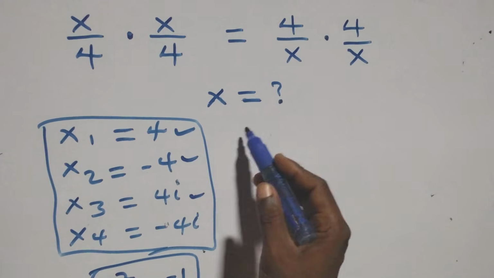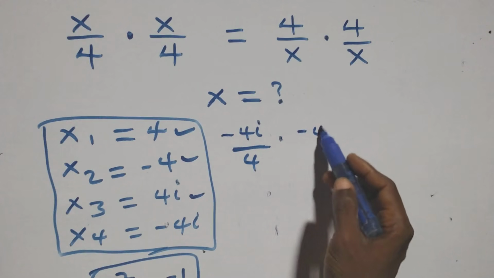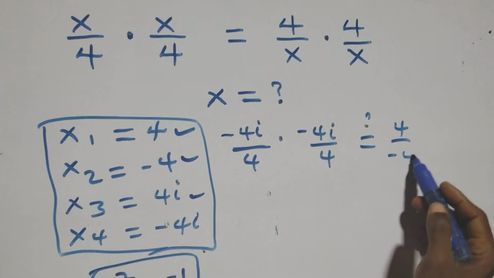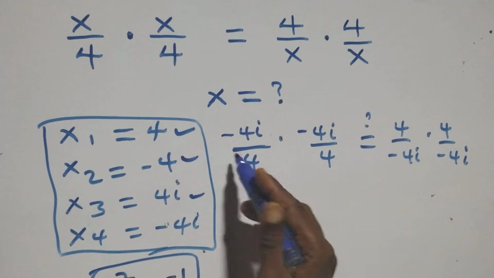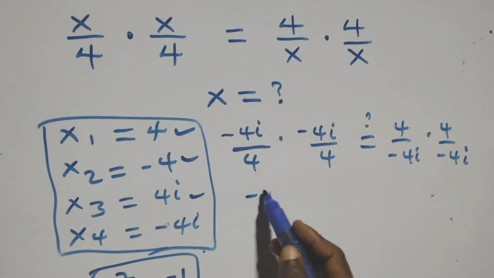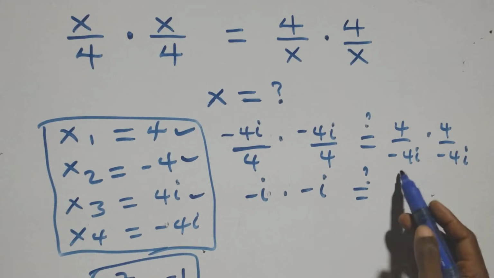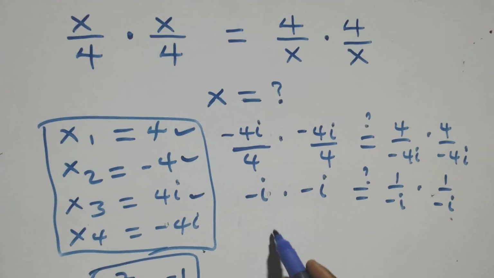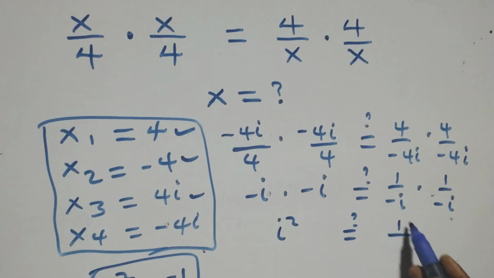Then what we have here becomes minus 4i over 4 times minus 4i over 4 is it equals to 4 over minus 4i times 4 over minus 4i. Then minus 4 over 4. These 4 cancel each other, we have minus i times also minus i. Is it equals to here also we have 1 over minus i times 1 over minus i. Minus times minus plus i times i square. Is it equals to here 1 times 1, 1 minus i times minus i square.